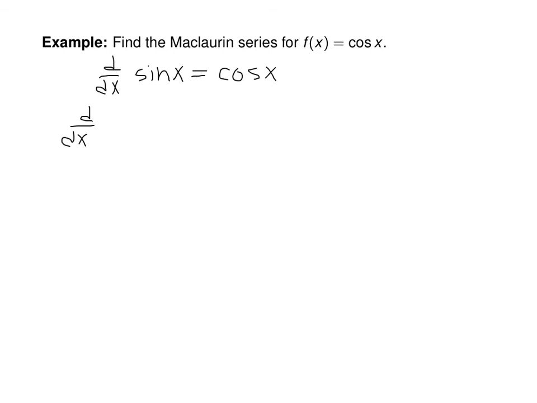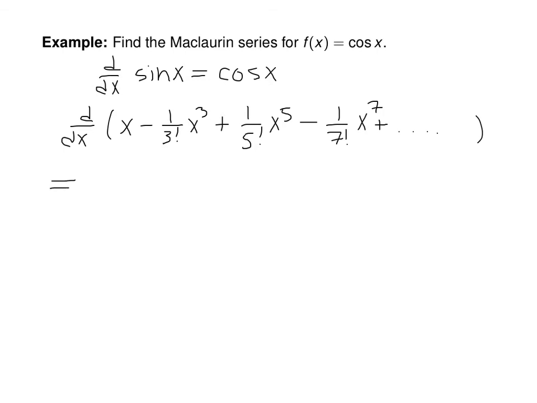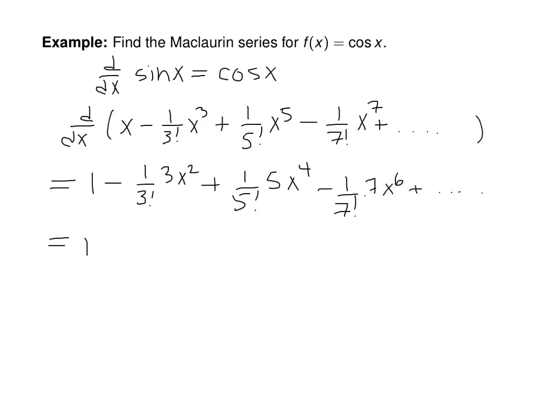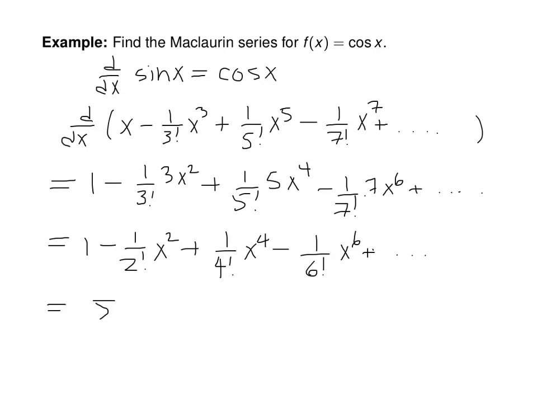And so if I take and differentiate this series expansion for sine, which was x plus 1 over 3 factorial x cubed plus 1 over 5 factorial x to the 5th minus 1 over 7 factorial x to the 7th, etc. And I differentiate that term by term, I get 1 minus 1 over 3 factorial times 3x squared plus 1 over 5 factorial times 5x to the 4th minus 1 over 7 factorial times 7x to the 6th, etc. Or 1 minus 1 over 2 factorial x squared, because 3 factorial is 3 times 2 times 1, the 3's can cancel, plus 1 over 4 factorial x to the 4th, minus 1 over 6 factorial x to the 6th, etc., which is the same thing as the sum from 0 to infinity, once again still negative 1 to the n, x to the 2n over 2n factorial.